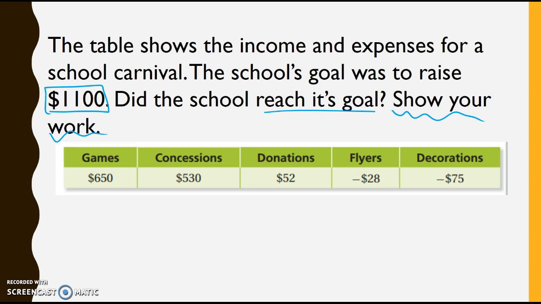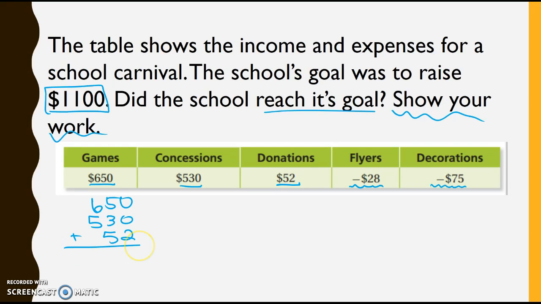So we have all the money that they earned on all these different carnival games or concessions. So $650 for games, $530 through concessions. People donated $52, but they lost $28, or they spent $28 on making the flyers, and they used another $75 for decorations. So there's a few ways we can do this. I'm actually going to add up all my positive numbers first. Combine all those together.